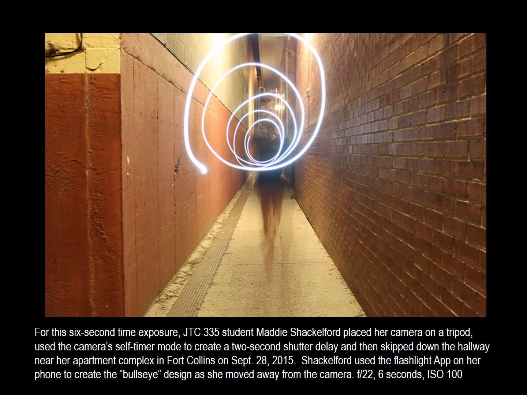For this 6-second exposure, Maddie Shackelford placed her camera on a tripod, used the camera's self-timer mode to create a 2-second shutter delay, and then she skipped down the hallway near her apartment complex. She used a flashlight app on her phone to create that bullseye design as she moved away from the camera, but she stopped just very briefly, long enough for her ghost-like image to appear in the background, which again provides context for the photo.